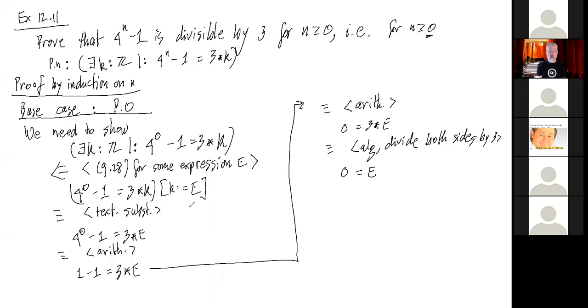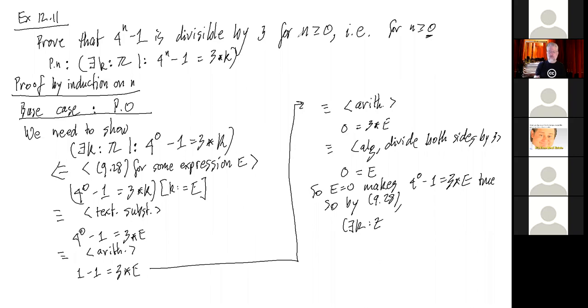Okay? So e equals 0 makes 4^0 minus 1 equals 3 times 0, 3 times e, true. So by 9.28, we know that there exists a k in the integers.